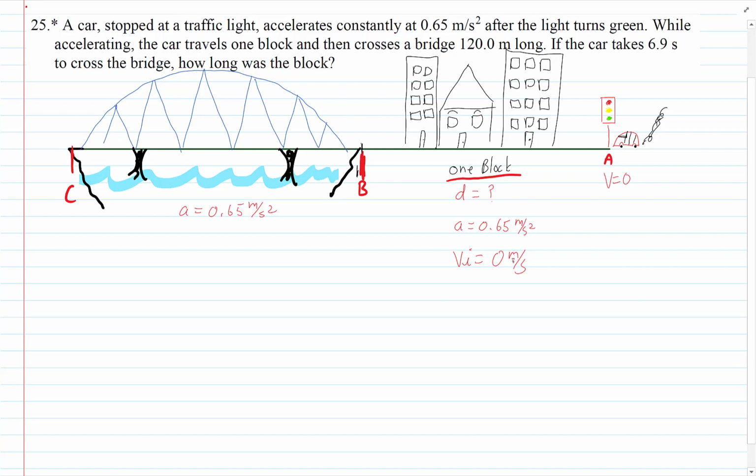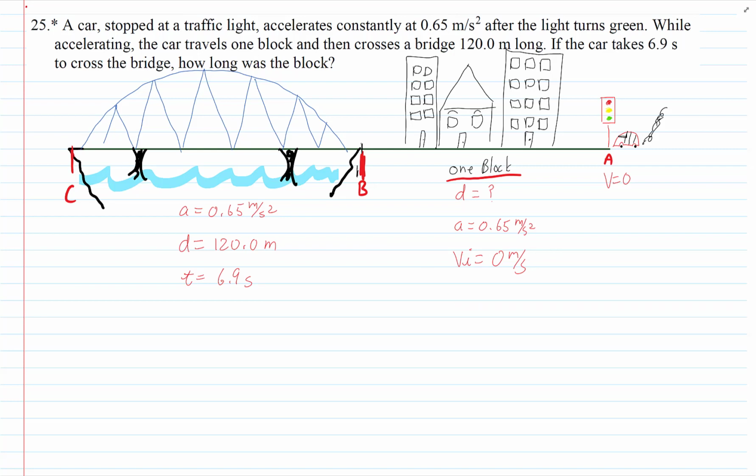This is looking pretty good here. We almost got 3 items, but we'll find out we don't have any more. The length of the bridge is 120 meters long, 4 sig figs. D is 120.0 meters. And it takes the car 6.9 seconds, so the time here is 6.9 seconds. What we don't have is any of the velocities, and we don't have the time over here.